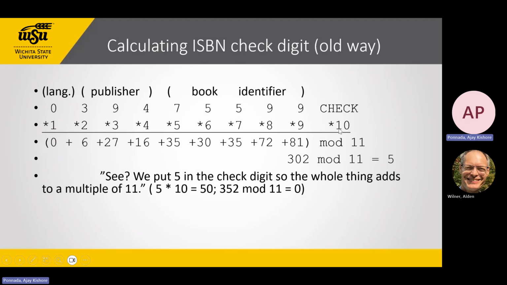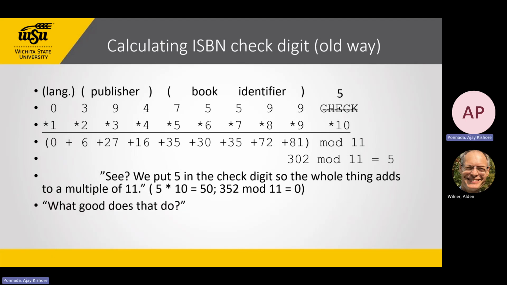So the whole thing adds to a multiple of 11. Now 5 times 10 is 50. So 302 plus 50 is 352, and 352 mod 11 is 0. So our target is to get a number that exactly divides by 11, so we're adding a check digit to do that. Okay? So this is how we calculate the ISBN check digit in the old way, the 10-digit format. And the check digit is 5.